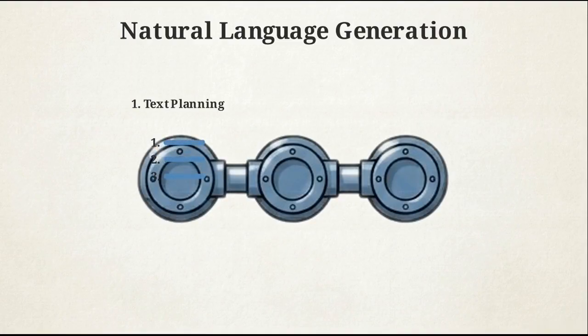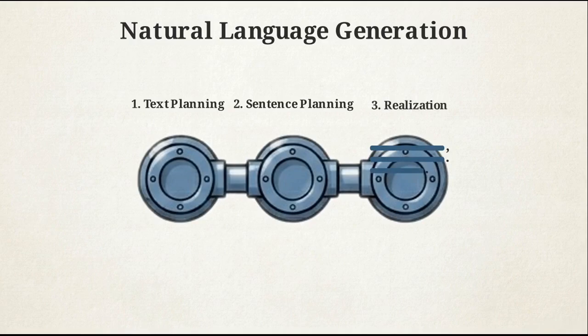In the sentence planning stage, the algorithm groups that data into paragraphs and adds punctuation to ensure the text flows naturally. The final phase is realization. This acts as a check against the rules of human grammar to ensure the output is technically correct. For example, during realization, the system identifies that the past tense of run is ran. It will catch an error like runned and correct it to follow proper grammatical rules.